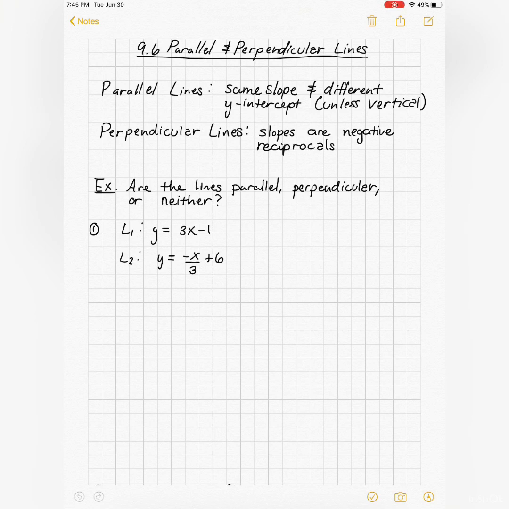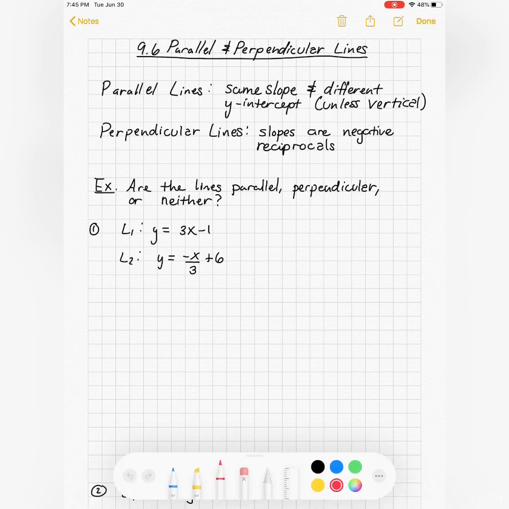And our last section is 9.6, looking at parallel and perpendicular lines. So I know we've actually already mentioned these two concepts, so let's see if we remember how this works. Two lines that are parallel have the same slope and different y-intercepts, because remember, parallel lines are two lines that go on but never cross.